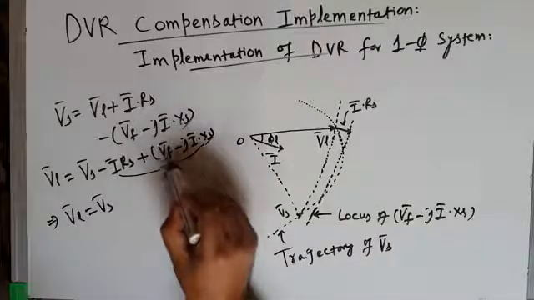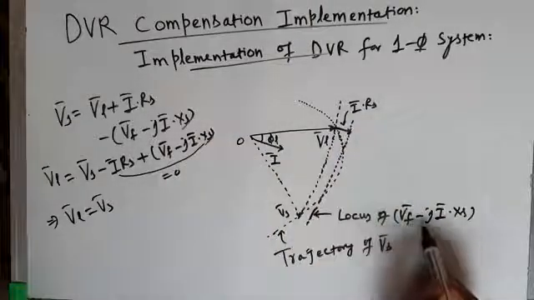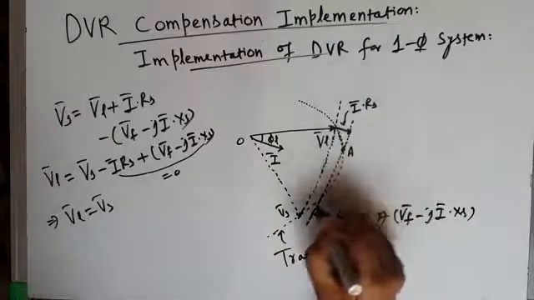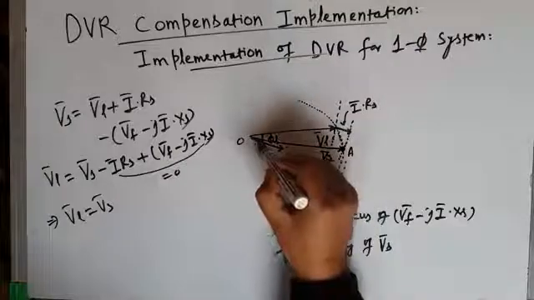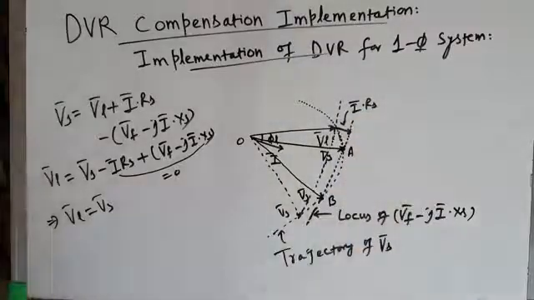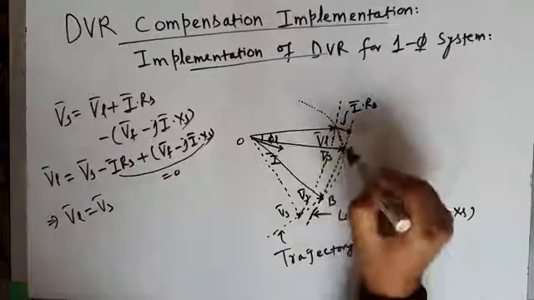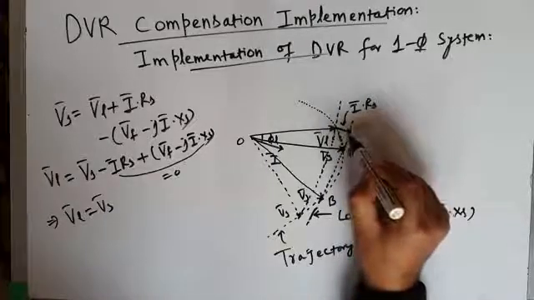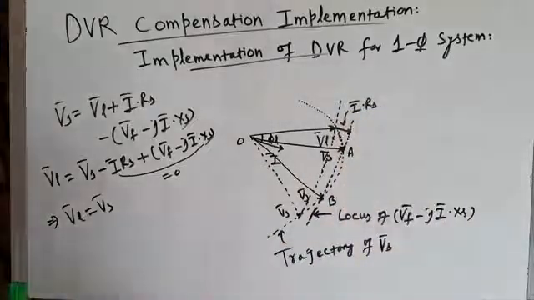So therefore this is the locus of Vf minus jI Xs, and you can see it intersects this trajectory of Vs at two points. This is point A and this is point B. So therefore this becomes your source voltage, or this is another solution, this becomes your source voltage. So therefore you can see your load voltage is exactly equal to source voltage. If you take this as the solution, because here the injected voltage is less, this is the locus of Vf minus jI Xs. What it does, it compensates for resistive voltage drop and reactive voltage drop, and it brings the vector back in such a way that load voltage becomes equal to source voltage.